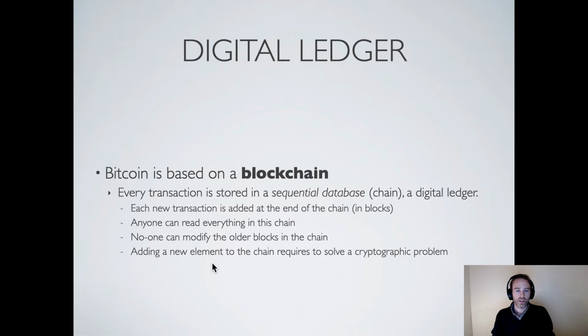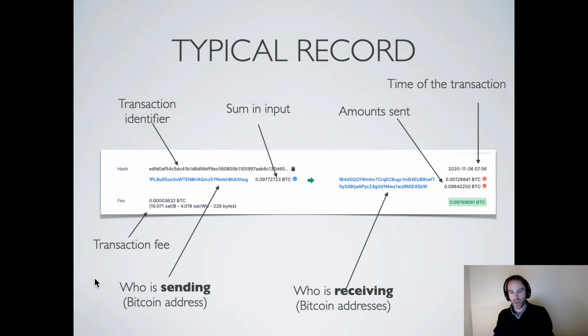And well, adding a new element to this chain requires solving a cryptographic problem. So that's why it's a cryptographic solution, and I will say a few words about that later. It's the famous miners that solve these cryptographic problems. So here you have an example of one transaction, what is stored in the blockchain. You can actually go and read this transaction per transaction in the blockchain.